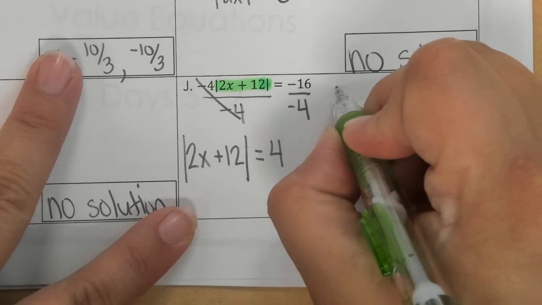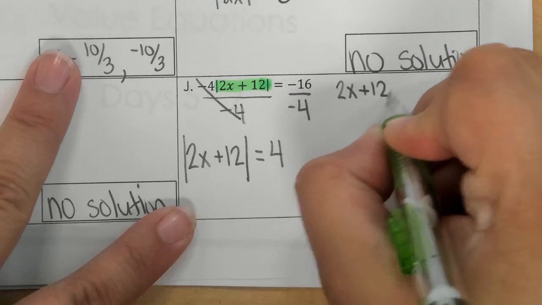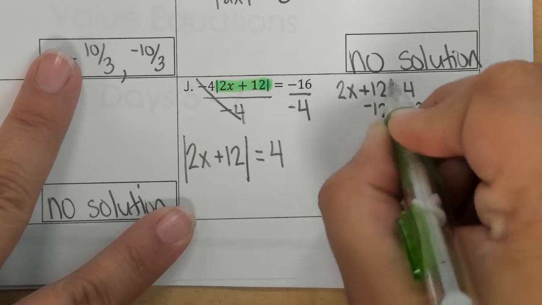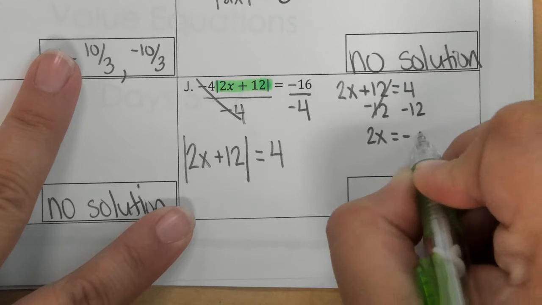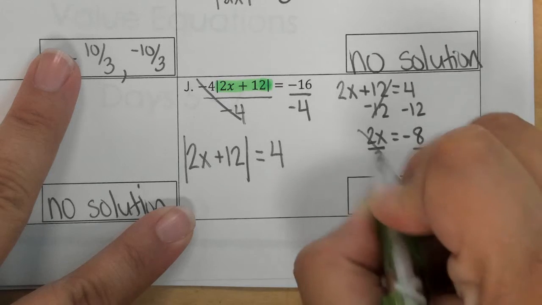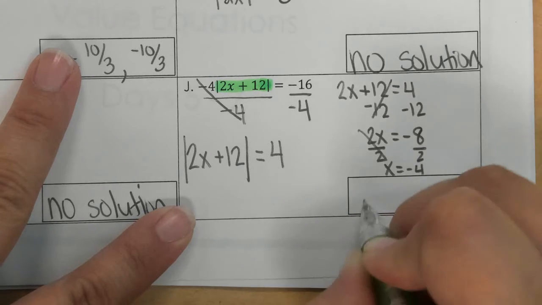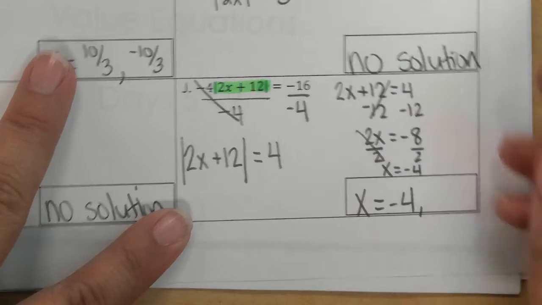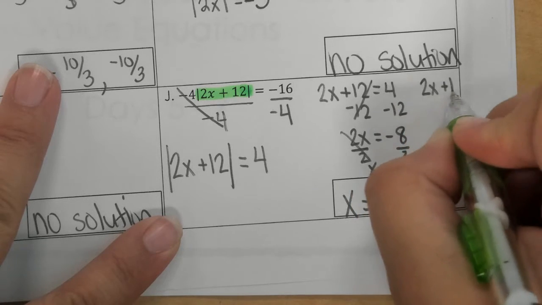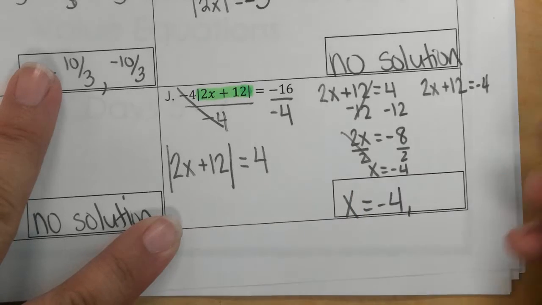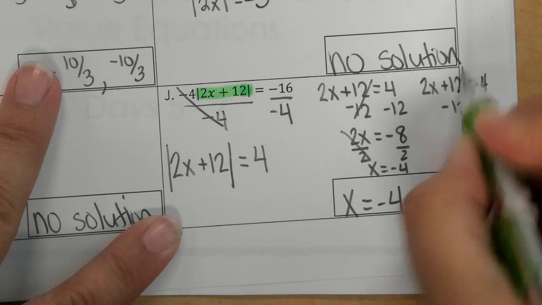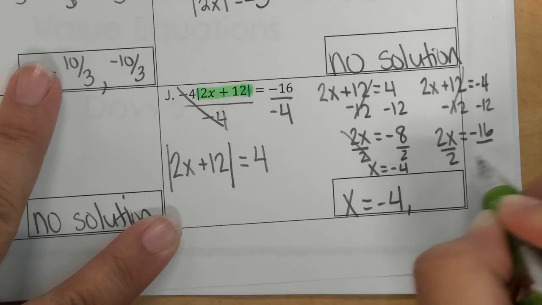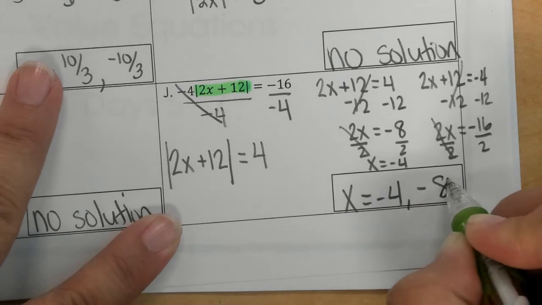So first, I would have 2x plus 12 equals 4. And I could solve that. So 2x equals negative 8. Divide by 2, we get negative 4. And then we also want to set this equal to a negative 4 and solve. So if I subtract 12, we get 2x equals negative 16. I divide by 2, I get negative 8.